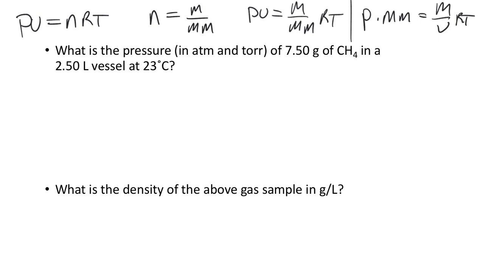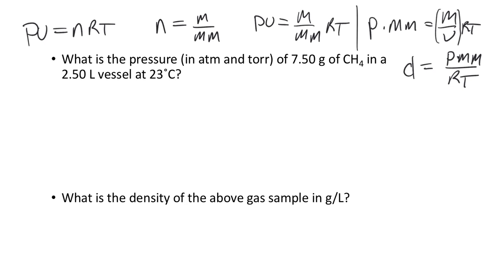Of course, m over V is density. So density relates to pressure, molar mass, and temperature. So this here would look like our density: density, m over V, is equal to pressure times molar mass over RT. So the main equations I think that we just need to make sure to know are the ideal gas law relating moles and molar mass. And then if we need to calculate a density, I think we just need to think about some of these rearrangements and relationships between molar mass and mass with moles, and just do some rearranging.